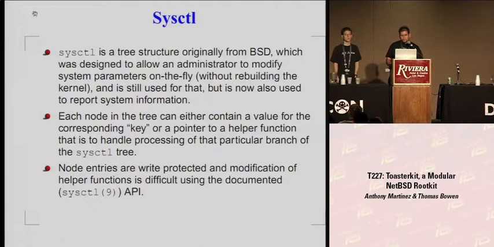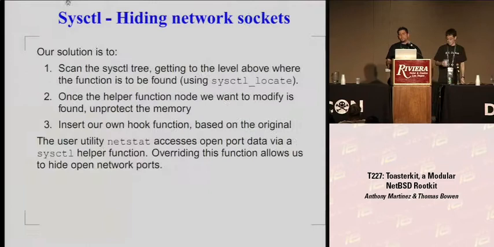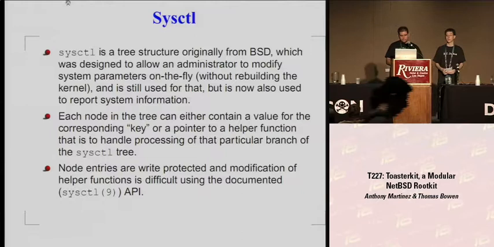So to be able to hide ports from netstat, we had to hook a sysctl helper function, the TCP helper function. And one notable thing about sysctl is the API really, really sucks. It was very difficult to get any information out of it to help us in messing with the sysctl structure. So, yeah.